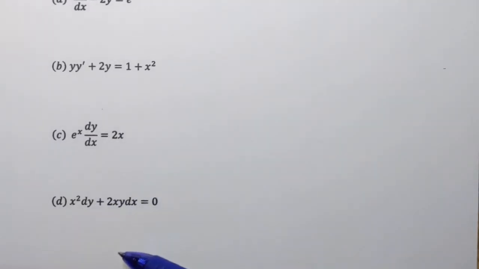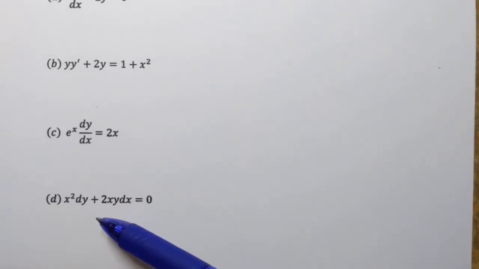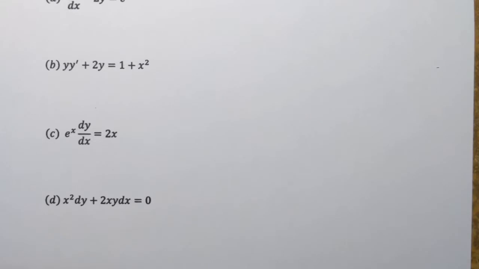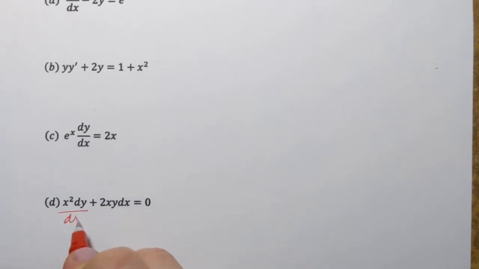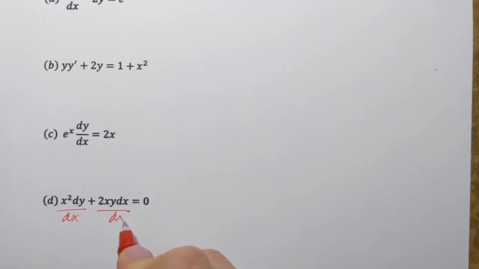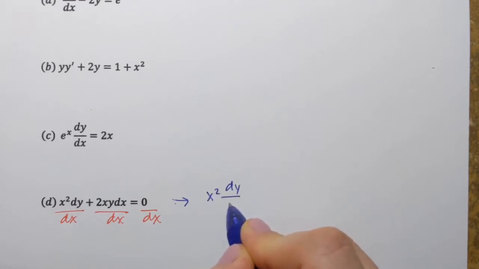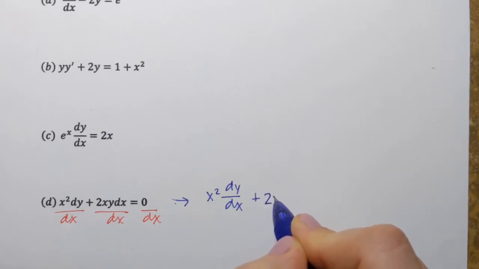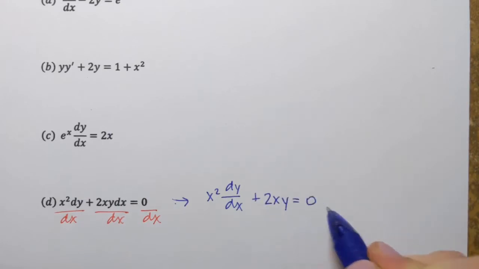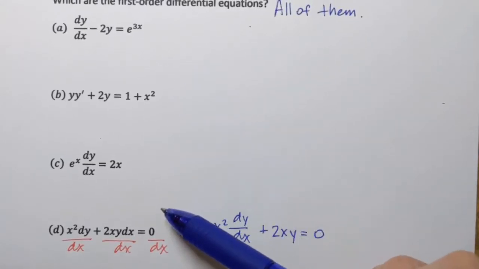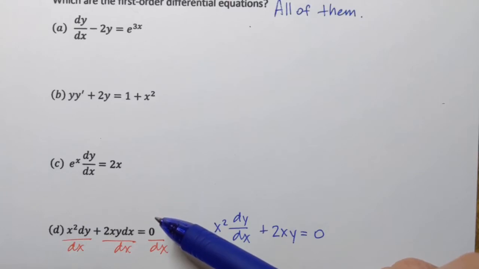And equation D, now I don't see the derivative itself. I can see differentials, dy and dx, but I can rewrite this equation so that I obtain the derivative notation dy dx. For that, I simply have to divide all terms of this equation by dx. So I'm going to get x squared dy dx plus 2xy equals 0. So we just confirmed that these are all first-order differential equations, and this is what we're going to do next.